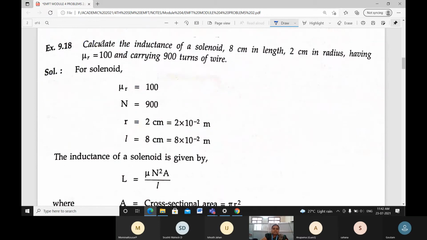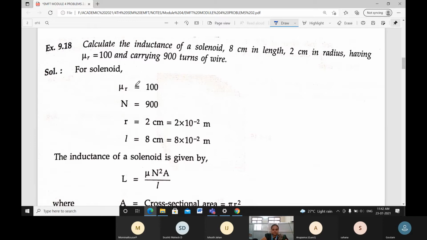And next problem: calculate the inductance of the solenoid which is 8 centimeters in length and 2 centimeters in radius, having a mu r given as 100, means it is not in air, carrying 900 turns of the wire.